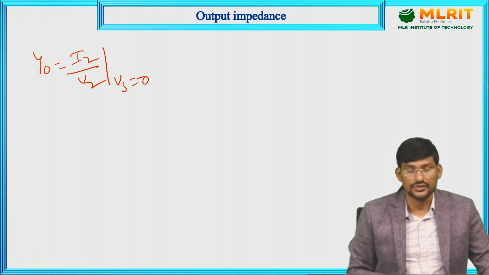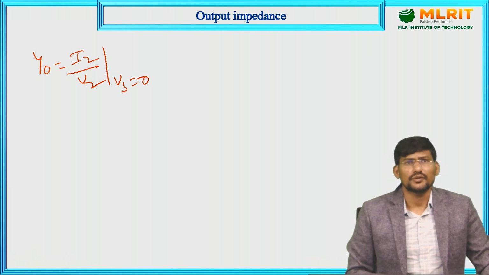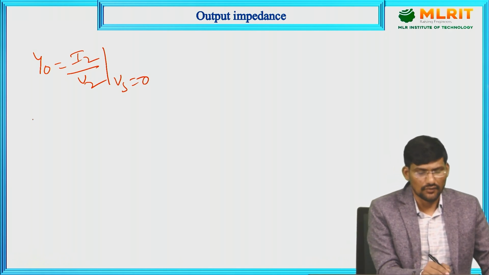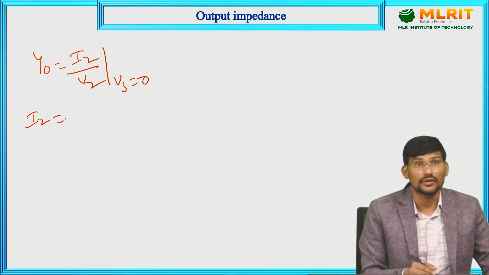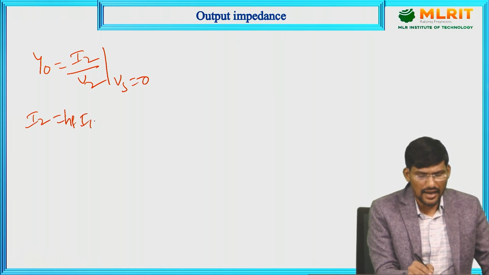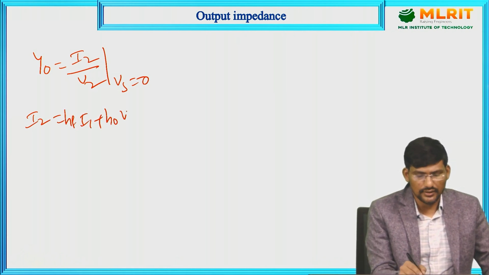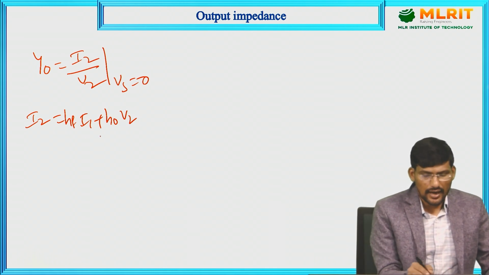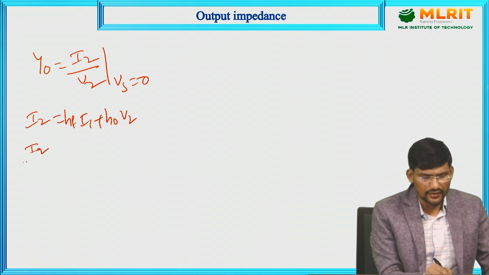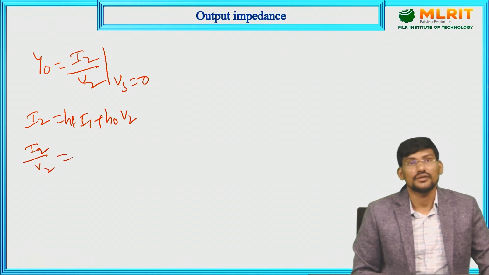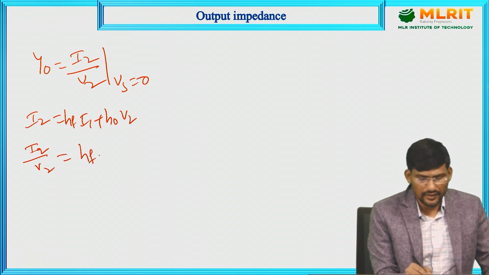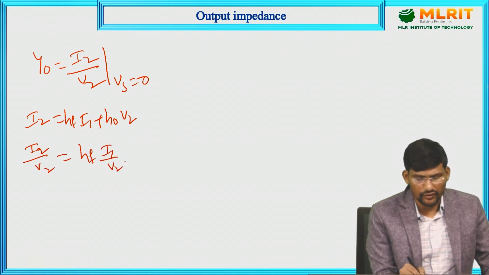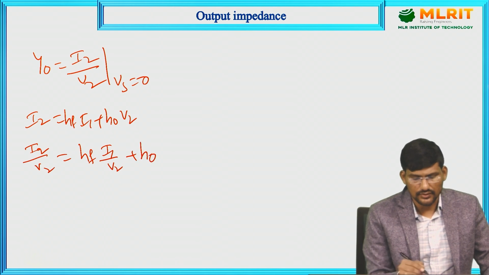Vs is equal to 0, and for this case we need to take the second equation of the H parameters, that is I2 is equal to HF I1 plus H0 V2. We have to take this equation, and divide both sides with V2. I2 by V2 is equal to HF into I1 by V2, plus V2 by V2 cancels out, it is H0.